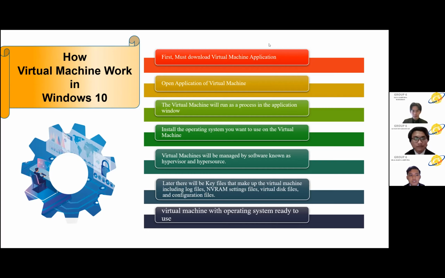How virtual machine works in Windows 10. First, download virtual machine application, and second, open the application of virtual machine, and number 3, the virtual machine will run as a process in your application. Number 4, install the operating system you want to use on the virtual machine. Number 5, virtual machine will be managed by software known as hypervisor. And number 6, later there will be key files that make up the virtual machine, including log file, environment setting file, virtual disk file, and configuration file. And the last, virtual machine with operating system ready.